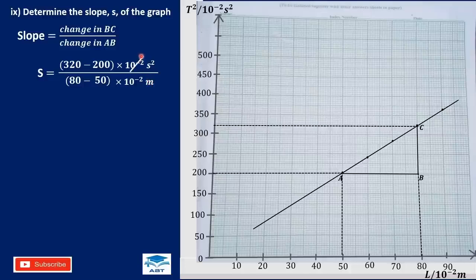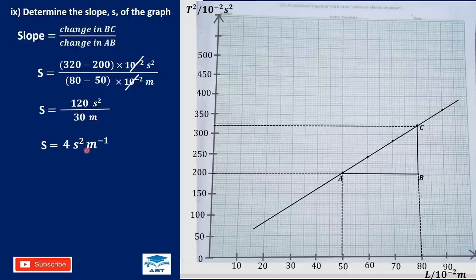So times 10 exponent negative 2 will cancel out, and 320 minus 200 is 120. The unit is second square. 80 minus 50 is 30 meters. And 120 divided by 30 is 4. At the numerator, we have second square, and the reciprocal of meters is per meters.